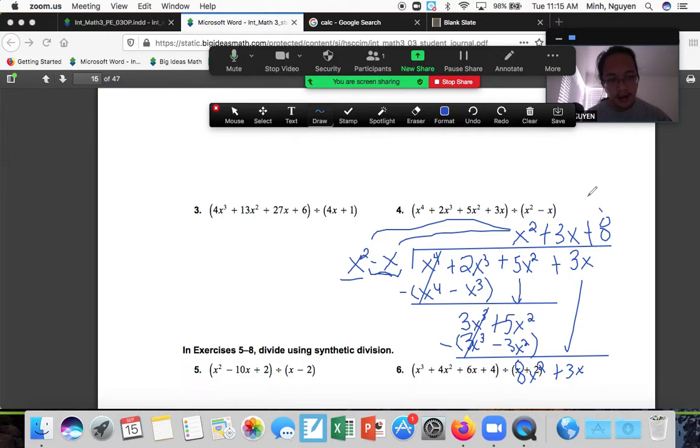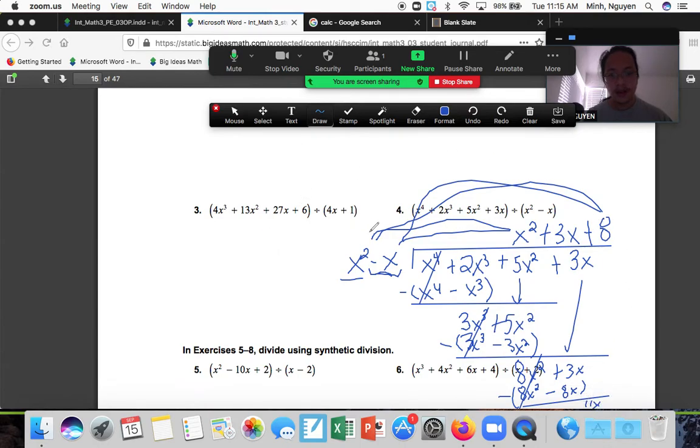Multiply 8 times x squared, 8 times negative x, so 8x squared minus 8x. Subtract. And we are left over with, let's see, 8x squared minus 8x squared is nothing. 3x minus negative 8x is 11x. So this is our remainder.